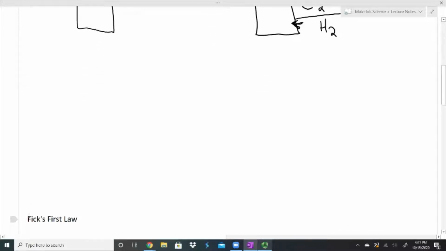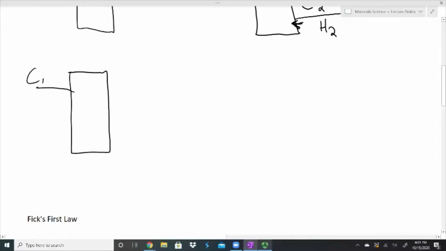All right, so I'm going to draw this out one more time. I have concentration 1, which is high. I have concentration 2, which is low. We have our hydrogen gas that's trying to get through. Initially, a lot of it wants to get through, but it's not going to be able to get through very far, because in liquid or air, diffusion happens relatively quickly. In a solid material, it happens much more slowly.